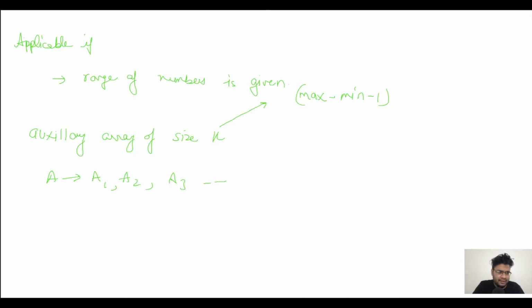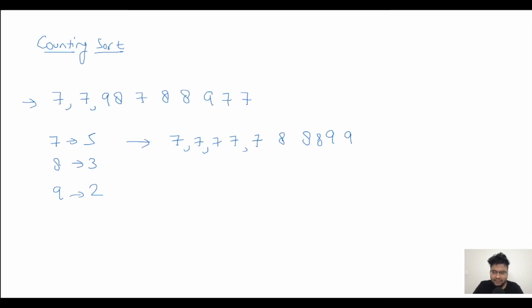Once I increment the auxiliary array's values, I can just go through the auxiliary array again, take out the value, and push it into the original array. Now let us see through an example. If we see this example, wherein I have these set of numbers, I will create an auxiliary array of 3 numbers. Why 3? Because the max here is 9, and the min is 7, so 9 minus 7 plus 1 gives me 3. So I have to create an auxiliary array of size 3.